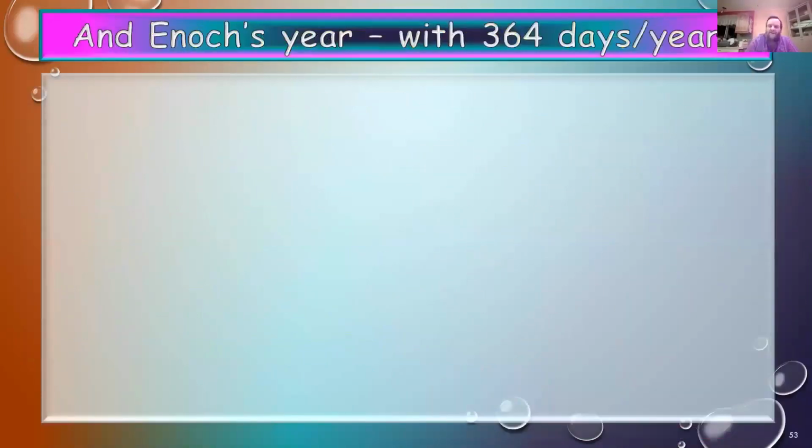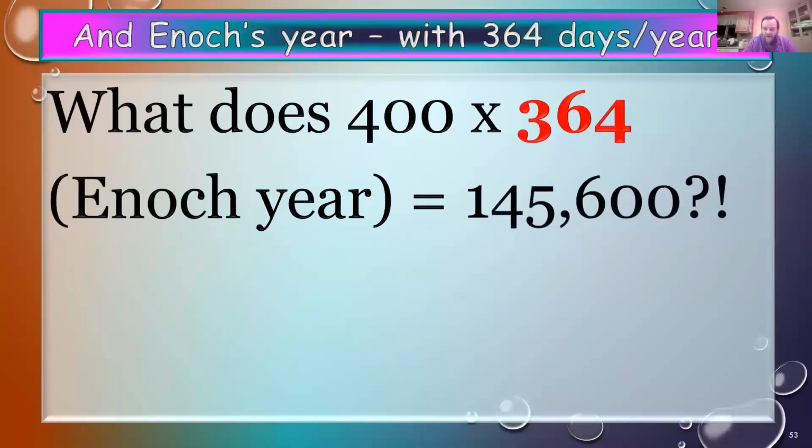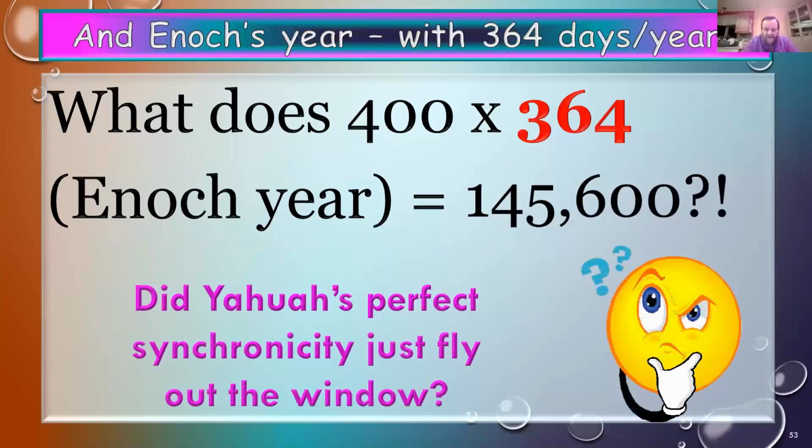How about Enoch's year with the 364 days a year? What does 400 times 364, that's Enoch's year, he claims there was 364 days, what does this equation equal? 145,600? Did Yahuwah's perfect synchronicity just fly out the window?